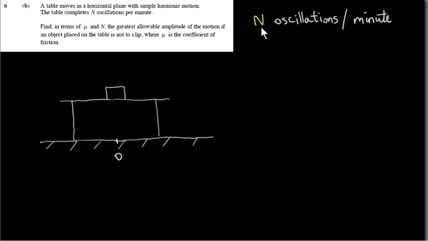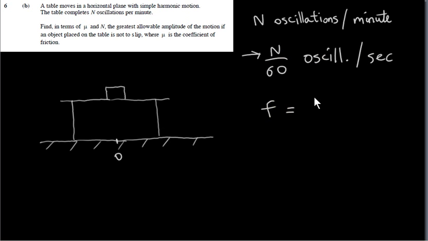Now, we normally want the number of oscillations per second. To do that, we have to divide by 60. So this means that we have n over 60 oscillations per second. So the frequency f of this simple harmonic motion is n over 60.